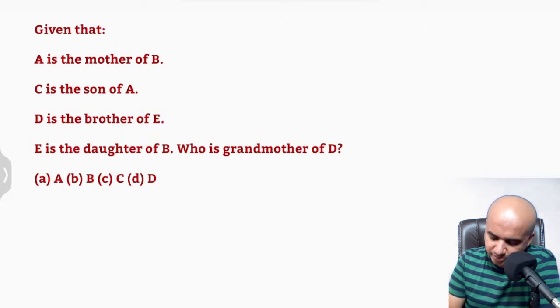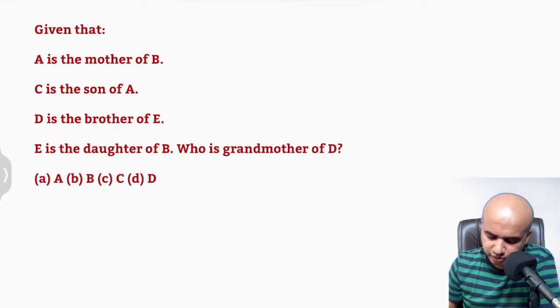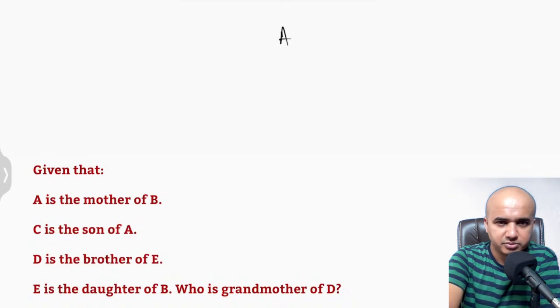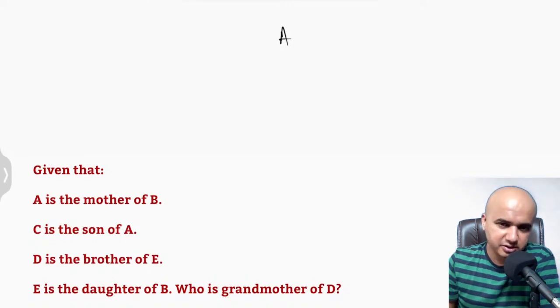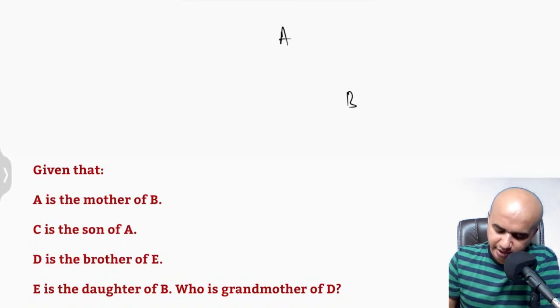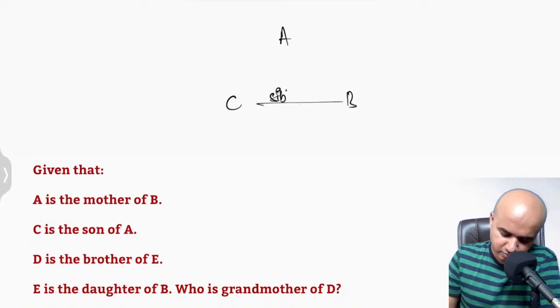A is the mother of B. Okay, let me just bring it down here. A is the mother of B. If A is the mother of B and C is the son of A, these two are siblings. And C is the brother of B and son of A.